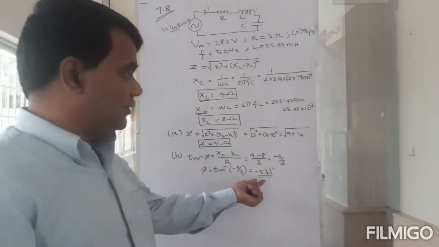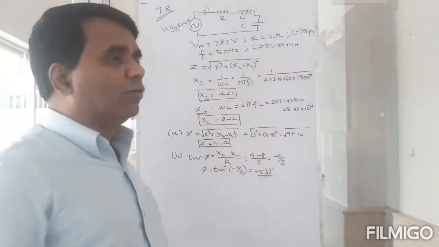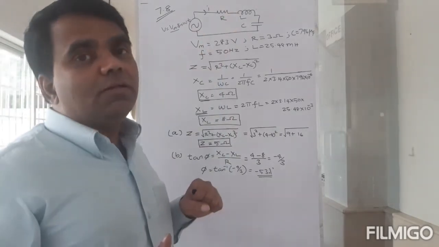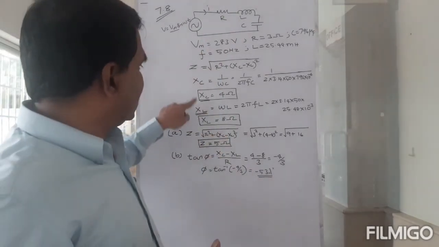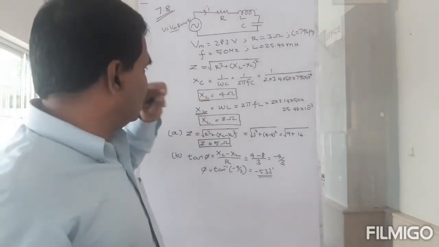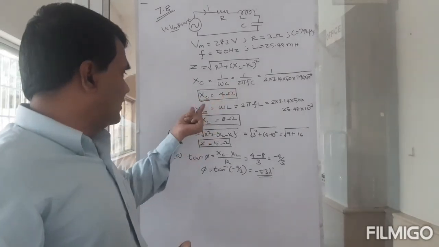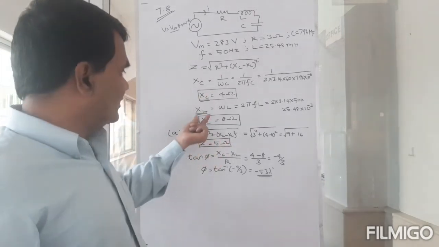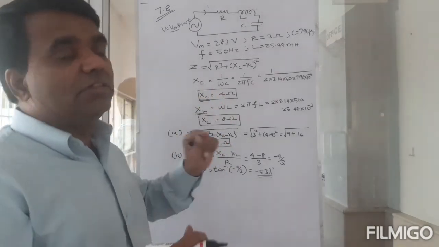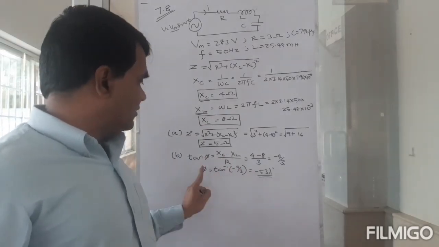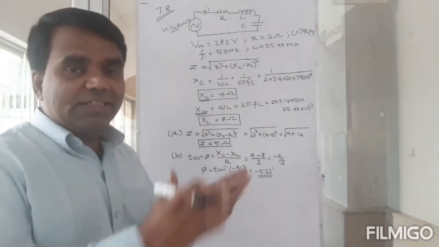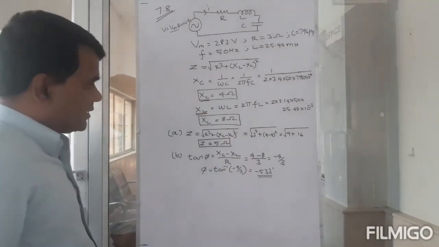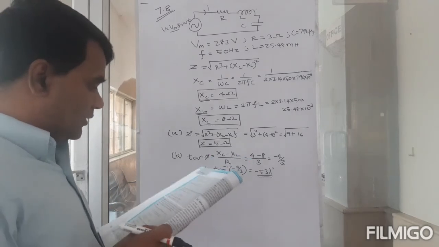So the negative sign means the current is lagging the voltage. So this is a net inductive circuit, and that is clear from these values themselves. When you calculated XC, you found 4 ohms, and when you calculated XL, you found 8 ohms. So XL was greater than XC, so clearly this was a net inductive circuit. That is why you are getting a negative angle, meaning that the current is lagging the voltage. So that is done. And what about the third part?